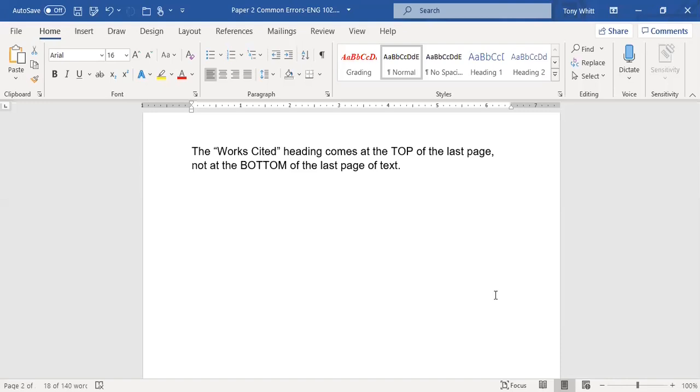I think he's fine. Anyway, you should have a page break. And the works cited heading, rather, should come in the middle of the top of the last page, followed by the citations, not at the bottom of the last page of the actual text of the paper. So be careful of that. And also, don't turn in an annotated bib as your works cited, please.